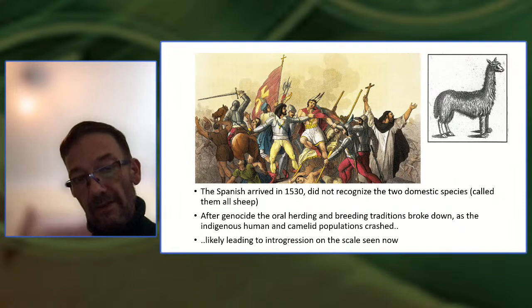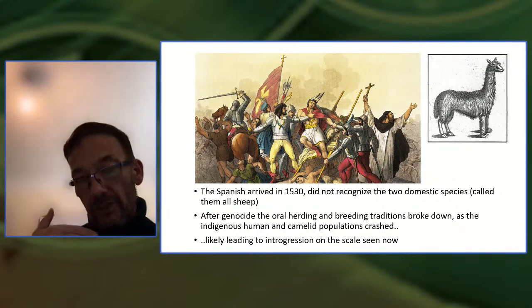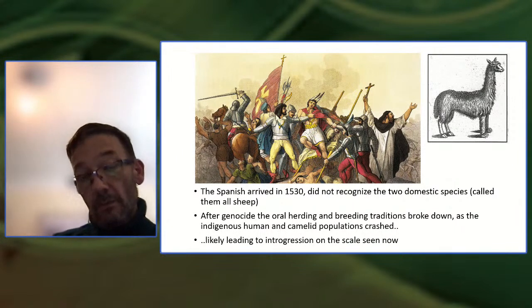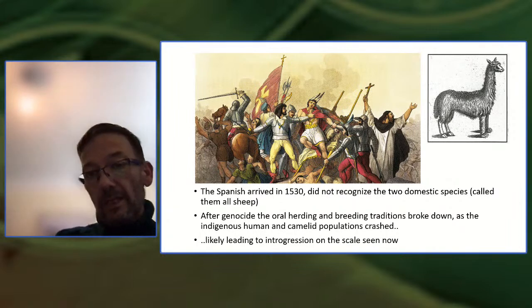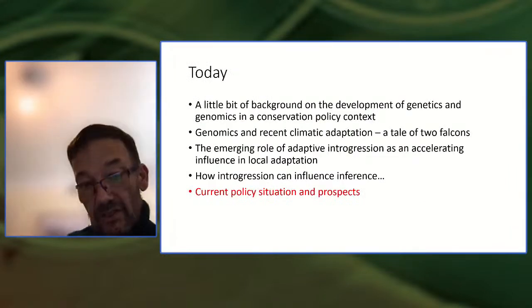So these events that I'm describing here, using genomics, we can really get up to very recent times indeed. And with SNPs, we can get it within a few hundred years. So that means that we now have a lot of ability to start examining changes in effective population size in very recent time. So finally, I'm going to return, next slide, to the current policy situation and prospects for the future.